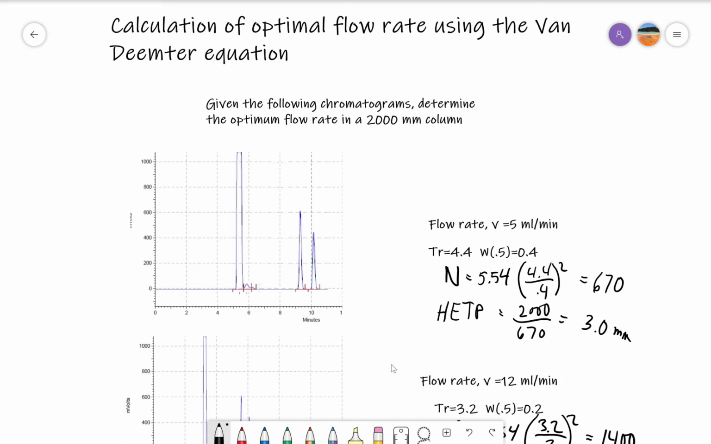In this case, we see the first chromatogram has three components, but we're really only going to be concerning ourselves with the first peak because we only need one peak in order to do this particular calculation. This first chromatogram was obtained at a fairly low flow rate of 5 milliliters per minute. And under those conditions, the first component had a retention time of about 4.4 minutes. The width at half height, I can estimate using the bottom scale at about 0.4 minutes.